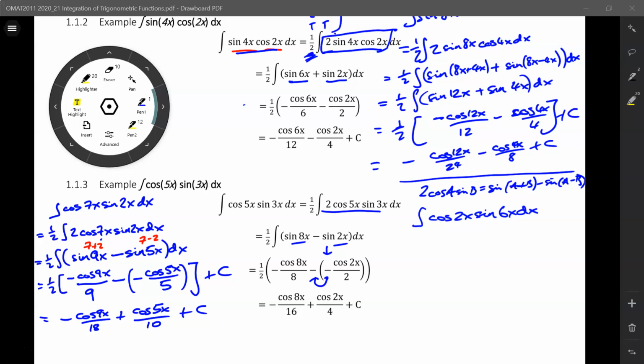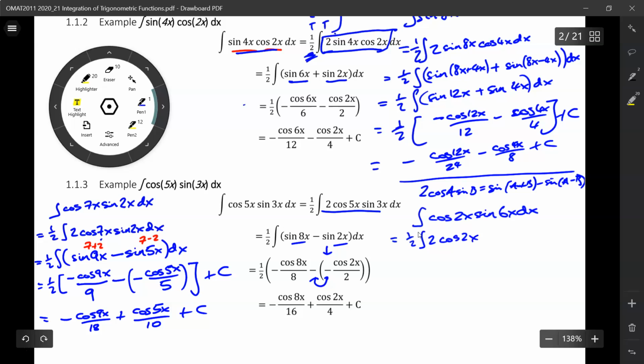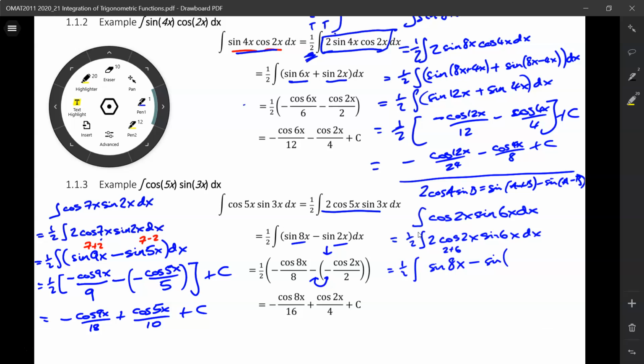So if we look at this one, cosine 2x sine 6x, that is equal to a half times the integral of 2 cosine 2x sine of 6x dx, which is equal to a half times, and it's the sine of a plus b, so that's 2 plus 6, minus the sine of, what did I say it was? It was 2 minus 6, so it's minus 4x dx. Now I'm not sure if I got it right. We'll see in a minute if the answer is correct on the 4 answers I gave you.